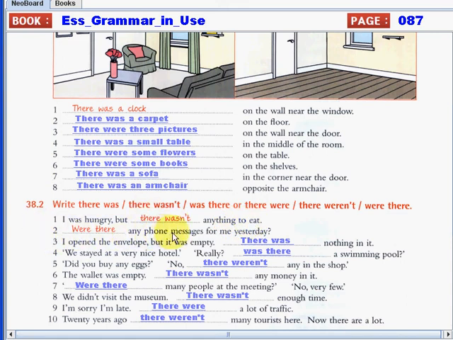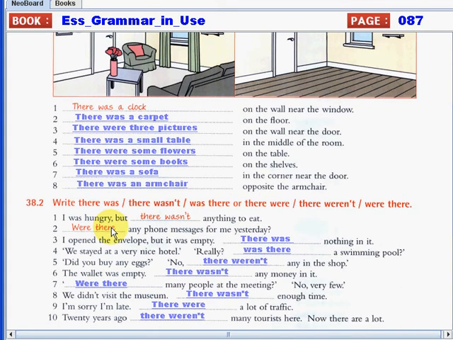Blank any phone messages for me yesterday. Okay, so we are asking, and the subject here is messages. It is many, so we will use were there. Okay, let's go now on number 3.